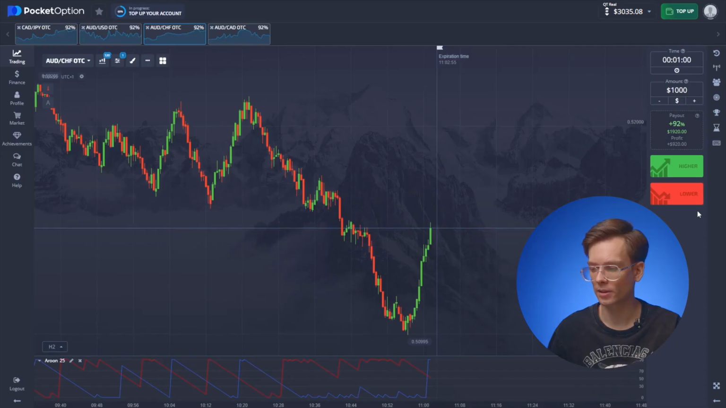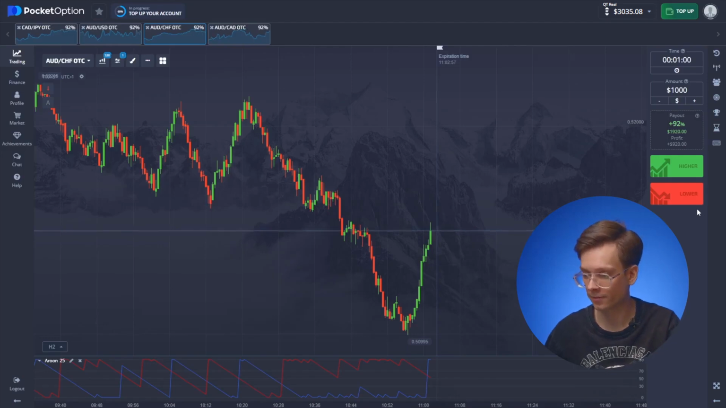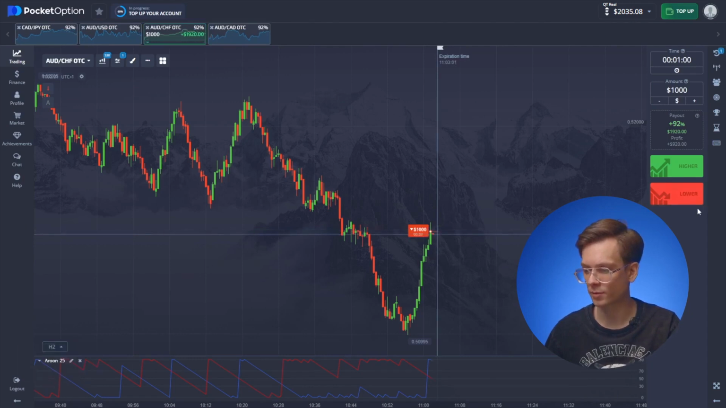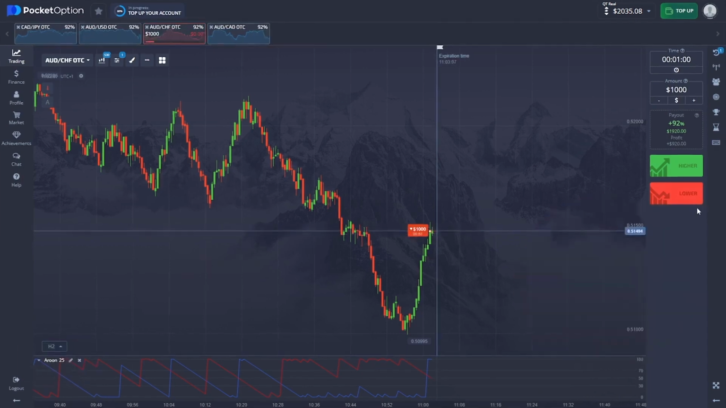Let's go. In the arena, it's Aussie and Franc. Investing in a downtrend. The price has been moving up for a long time without retracement, so it's reasonable to expect a small correction.